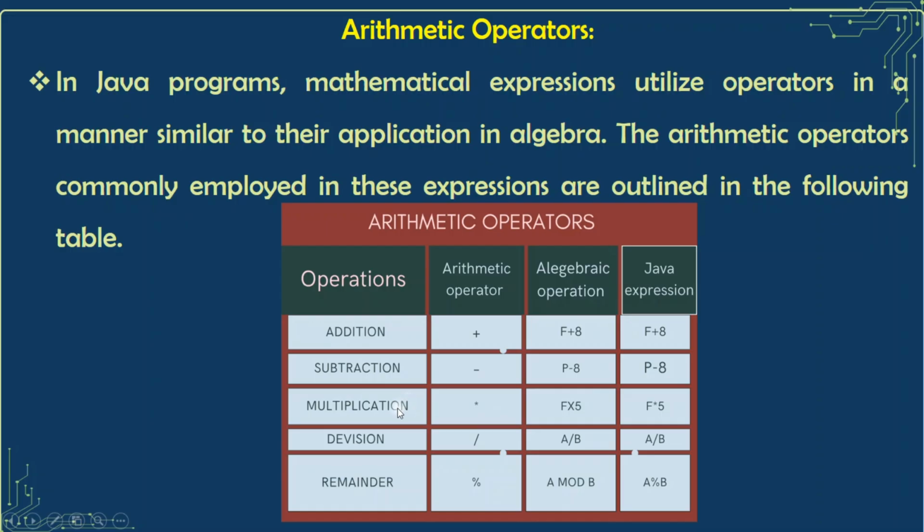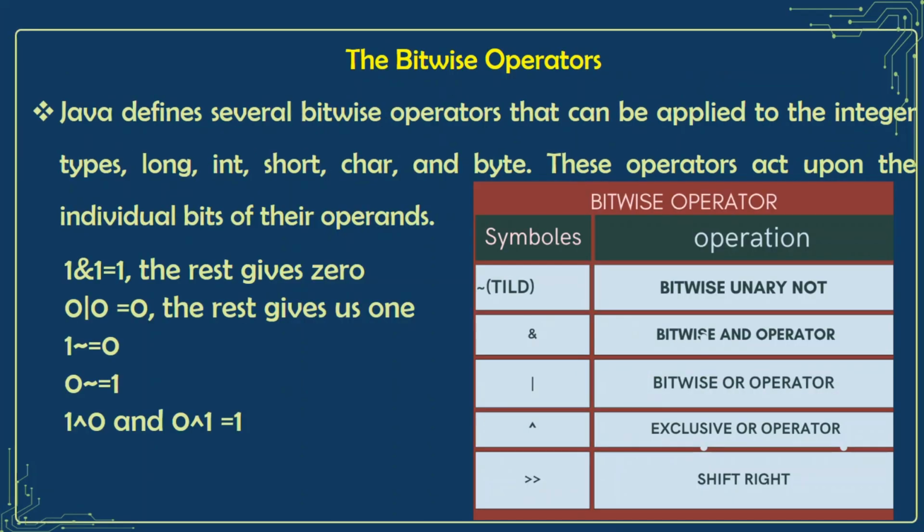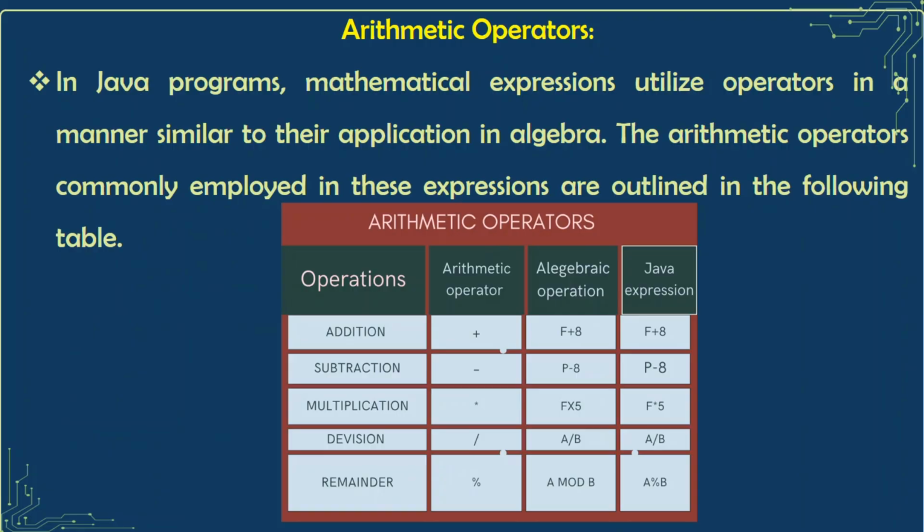Subtraction, the same thing. Multiplication, we're going to use the asterisk in Java programs. And division, we're going to use the forward slash, a / b. We are just dividing the value of a by b. And the remainder, it's the modulo operator, which can calculate the remainder of a number. a % b means we're going to calculate the remainder of the division. So we can use the same as the algebraic operations.